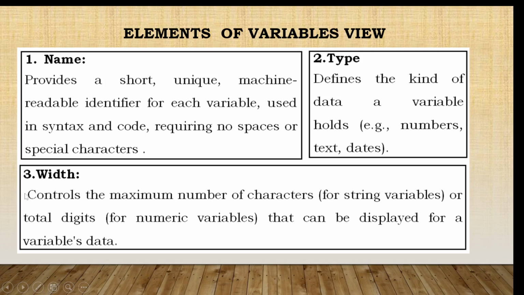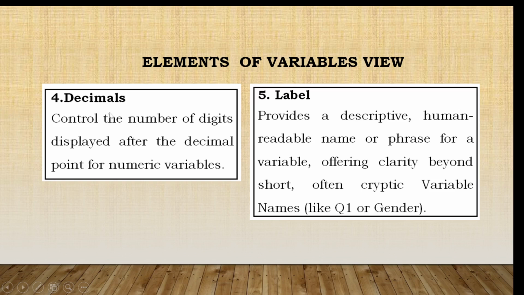The width is very important because it controls the maximum number of characters. For string variables, this is the number of letters, and for numeric variables, the total number of digits that can be displayed for the variable's data. The decimals only apply when you have entered a variable which is a number. Of course, when you have a number, you have to specify the decimals, whether your number has one decimal place, two, etc.